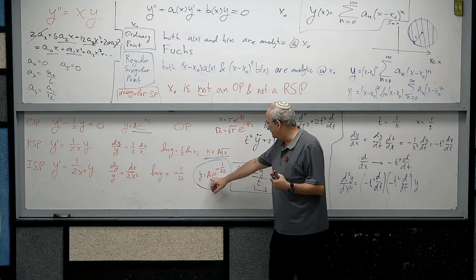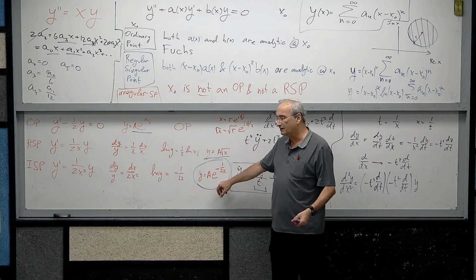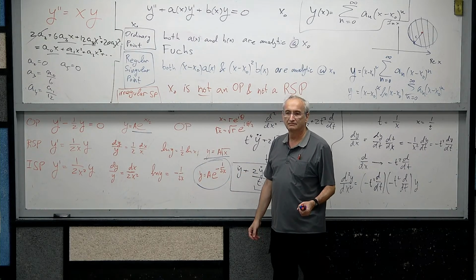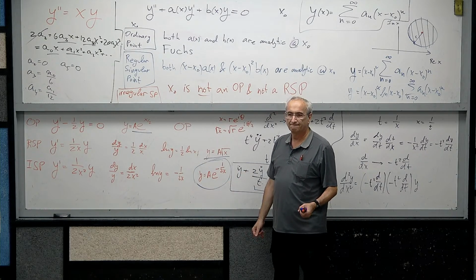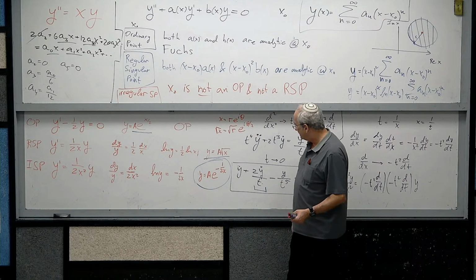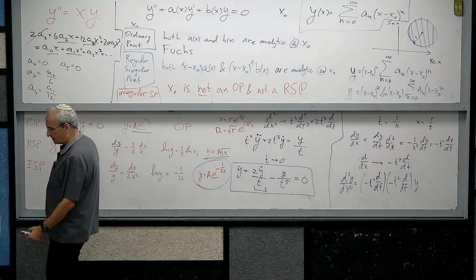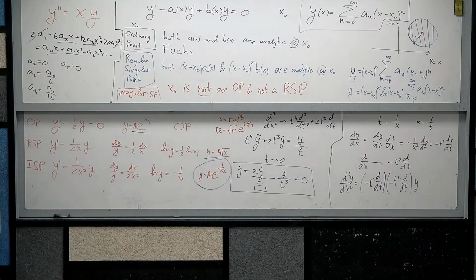This is an essential singularity. You cannot expand it in powers of x, not in powers of x and not in fractional powers of x. Also, it's a really annoying singularity because on one side it just approaches 0, and on the other side it approaches 0. So x equals 0 of this function is an essential singularity.